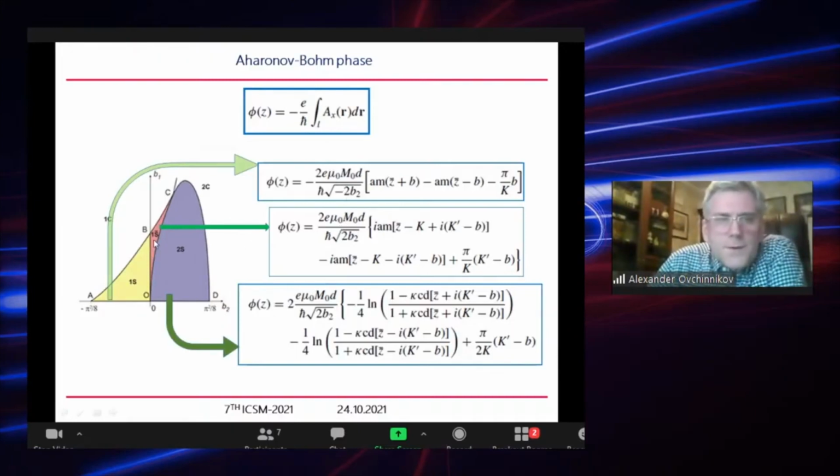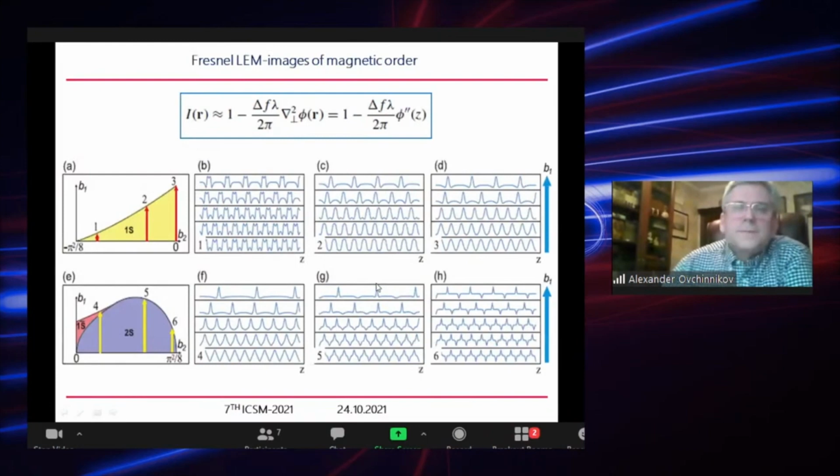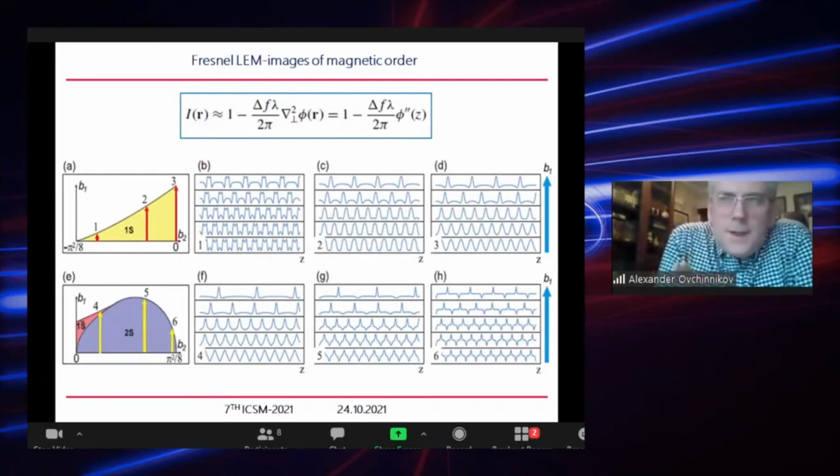The same procedure may be performed for another phase of the double sine-Gordon model, 1S bar. This is totally the same as 1S, but the sign of B2 is positive. And we get this expression. Now the issue is how to extract physical information if we have the magnetic phase shift in hand.